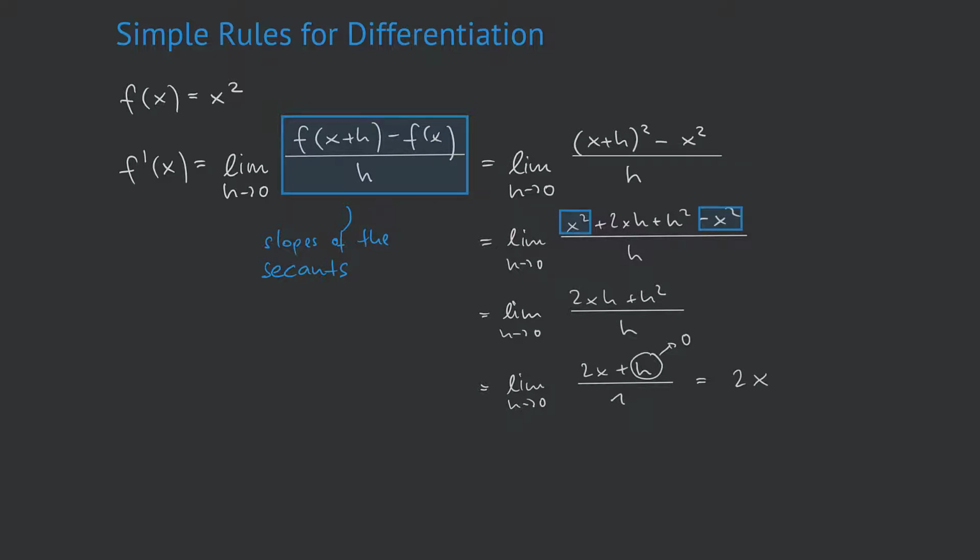Now, what have we found? We found that the first derivative of f equals 2x. So by calculating the limit of the slopes of the secants, we have found the derivative function of f for any value x. Now I want to do the same calculation for the function f(x) equals x to the third power. So I replace the exponent 2 by 3. Now let's see which parts of this calculation we can keep and which we have to change.